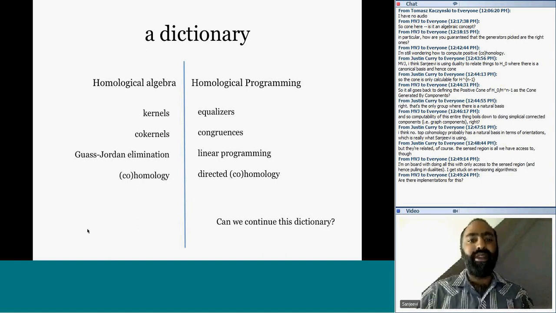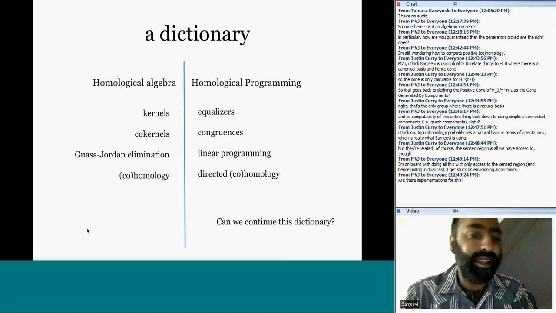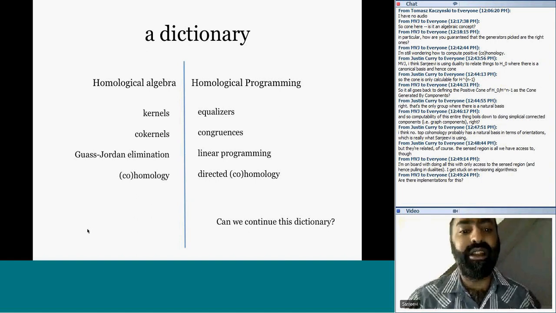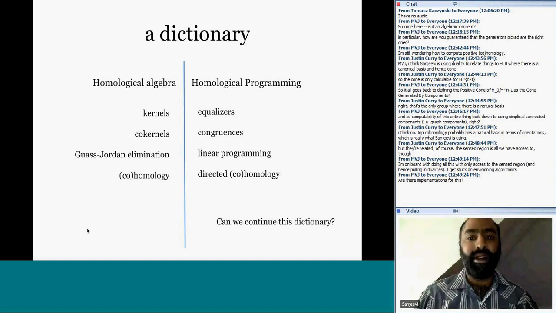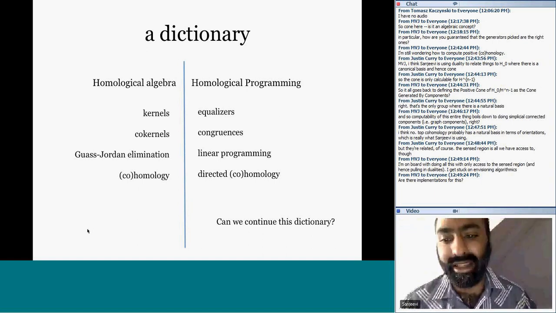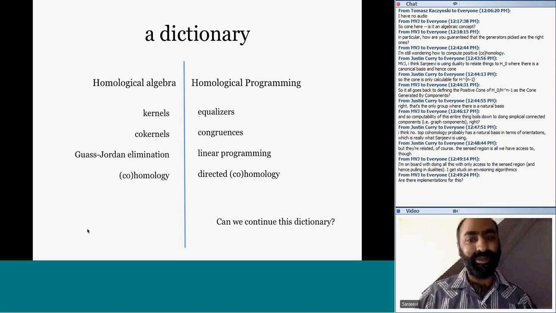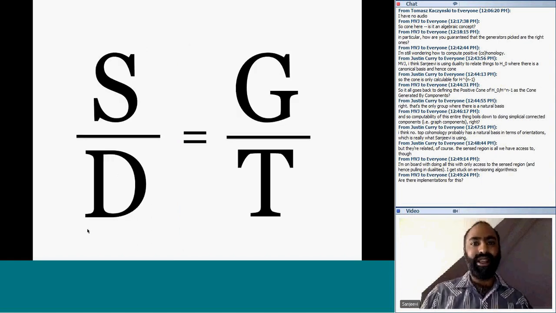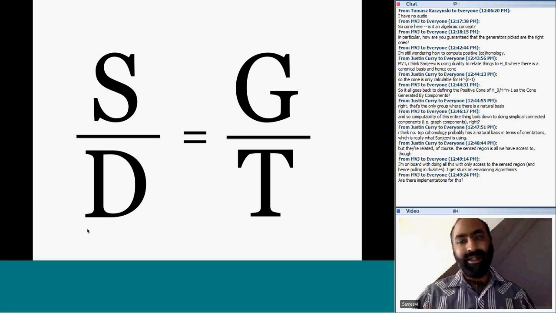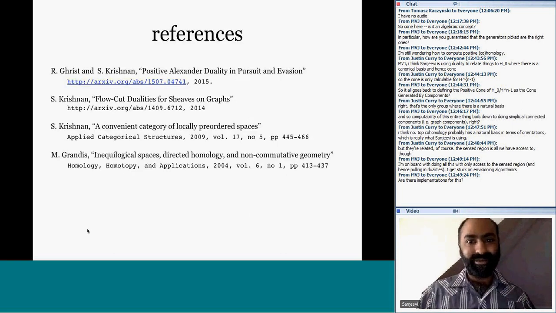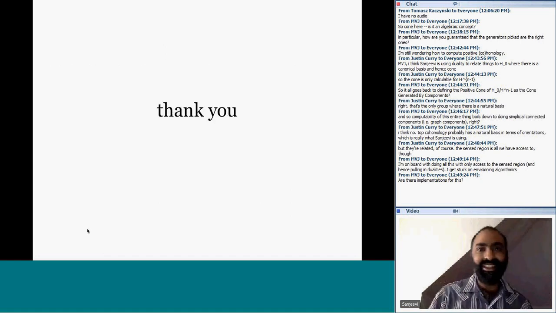And when you're given a linear map, if you want to compute kernels, one way to do it is to do Gauss-Jordan elimination on a matrix. And we're doing some sort of linear programming here. And then ultimately, at the end of the day, we're using this to compute cohomology or homology, either in a classical or a directed setting. And the thing I want to pose is, can we continue this dictionary further? Can we really build the kind of insights from homological algebra into the homological programming? The fact is that this analogy ought to continue in some way. For instance.